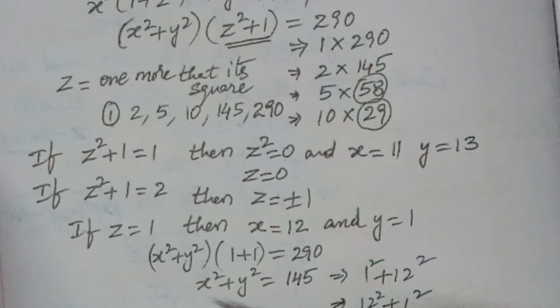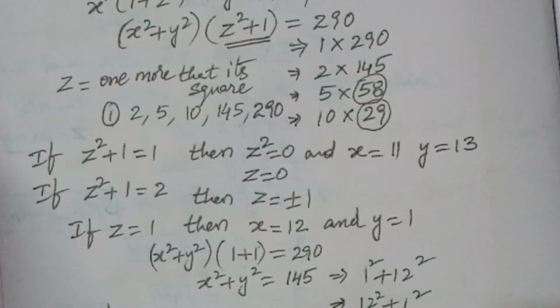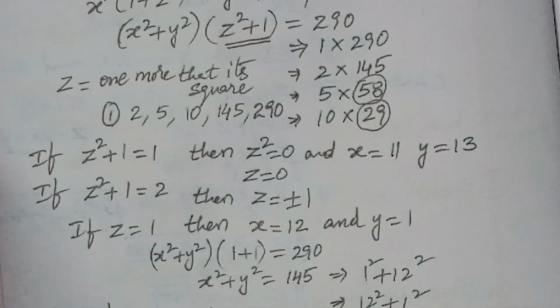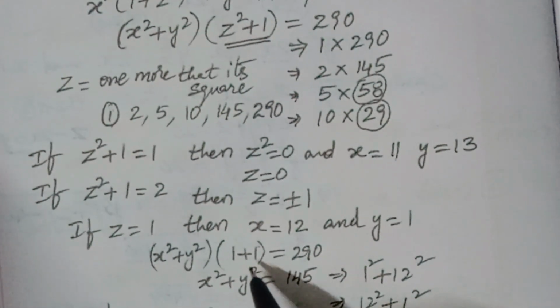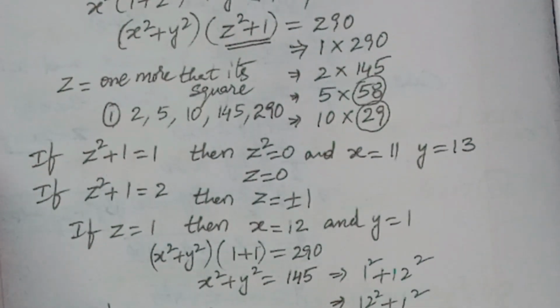So if z value is minus 1, then x value is minus 1. Here also you'll get the same: x value 1 and y value 12.